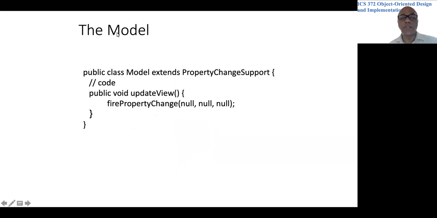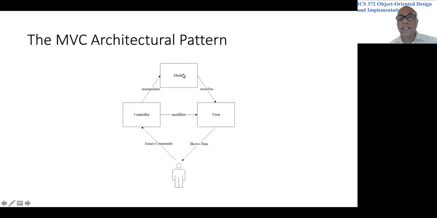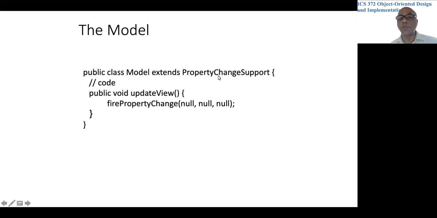So if you think about this, the model is observed by the view. So the model could be thought of as an observable in the observer pattern. So the model could extend property change support. Then this is a class adapter, or the model could have property change support as a field, in which case it would be an object adapter. And as you modify the data, you would probably call a method such as update view, which could fire a property change, and the view could then extract information from the model.